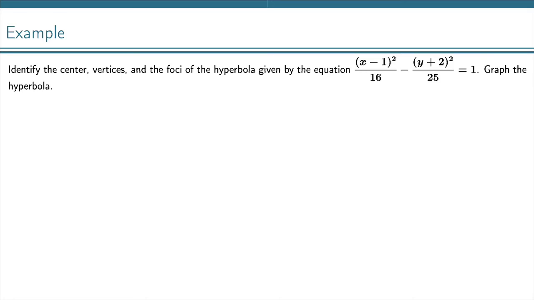Identify the center, vertices, and the foci of the hyperbola given by the equation (x minus 1) squared over 16 minus (y plus 2) squared over 25 equals 1. Graph the hyperbola.